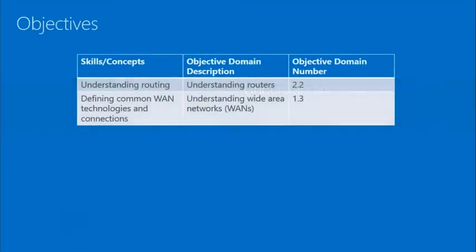We're here to talk about understanding wide area networks. So we've talked about TCP/IP, we've talked about OSI, we've talked about standards allowing devices to intercommunicate. Now we're going to talk about wide area networks, or basically expanding the reach and capability of our network. Our objectives include understanding routing. So routing is going from one network to another, and defining common WAN technologies and connections.